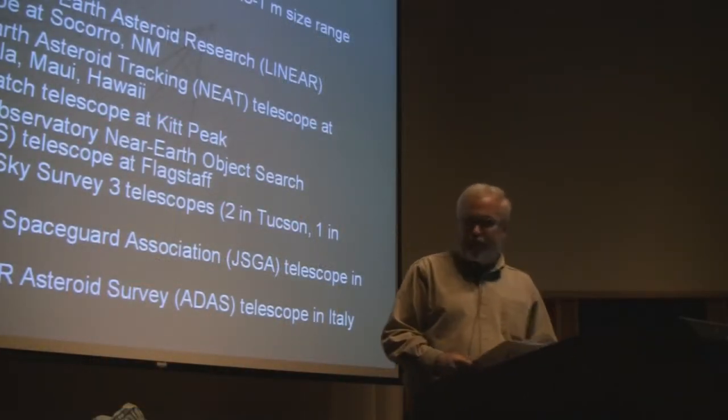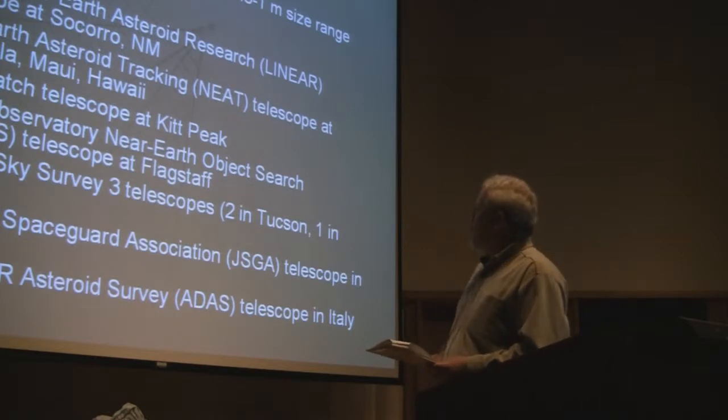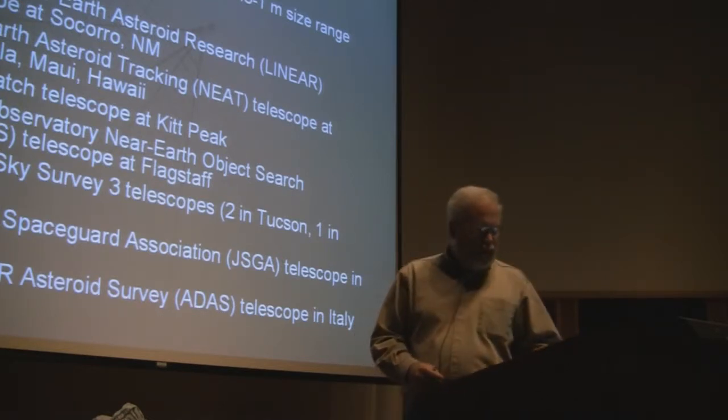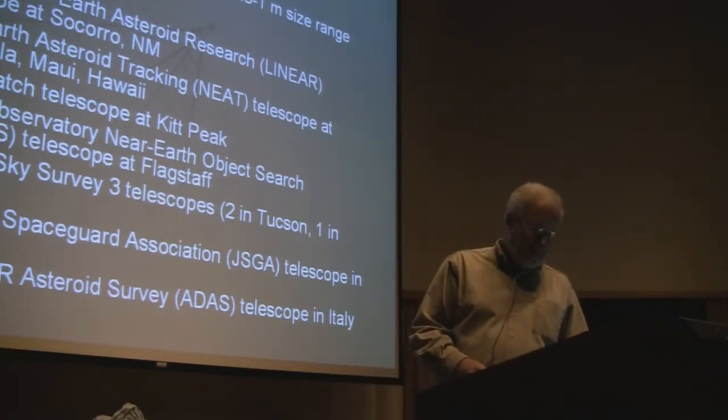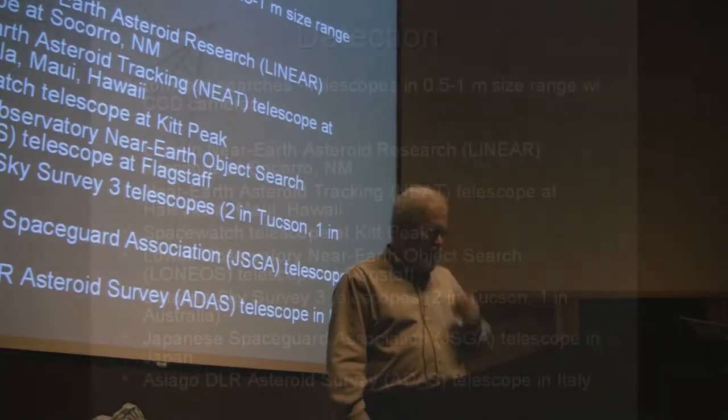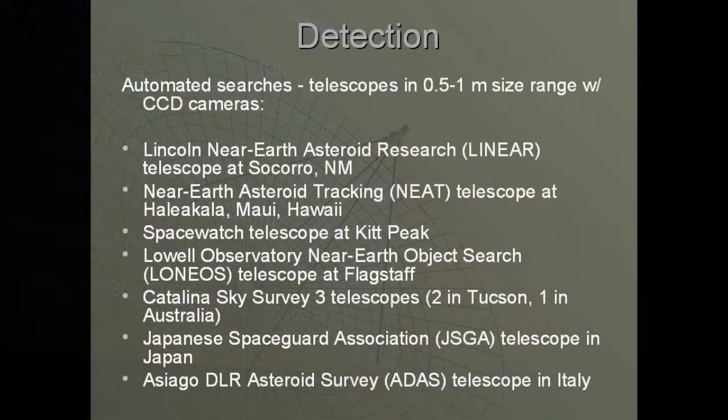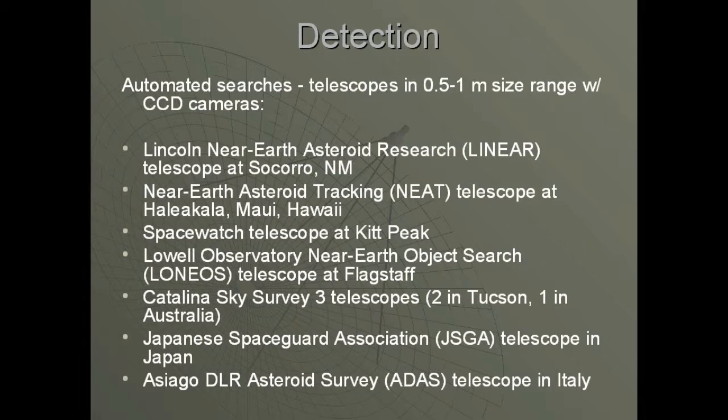So we've got to find them first. And here are the detection efforts going on. These are all automated facilities. Most of them are in the southwestern United States. A few of them are scattered elsewhere around the world. It'd be nice if we had a few more in the southern hemisphere, but hey, you start with what you've got. And this is a lot more than we had just a few years ago.